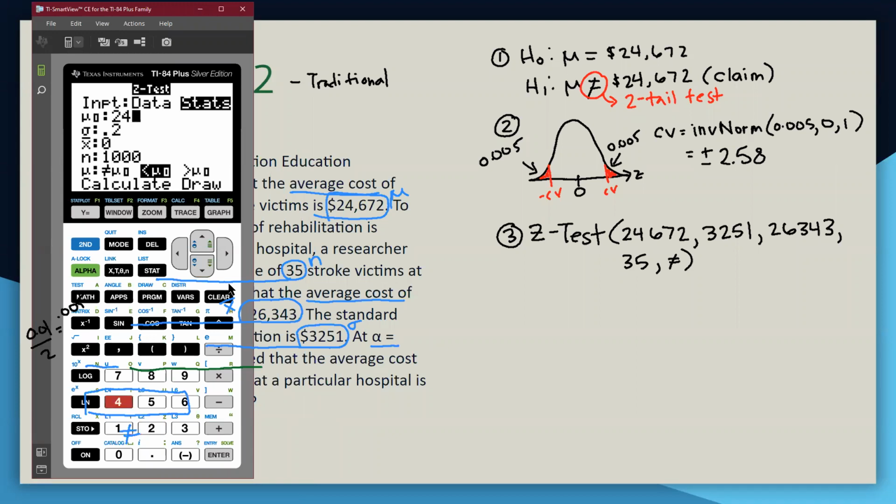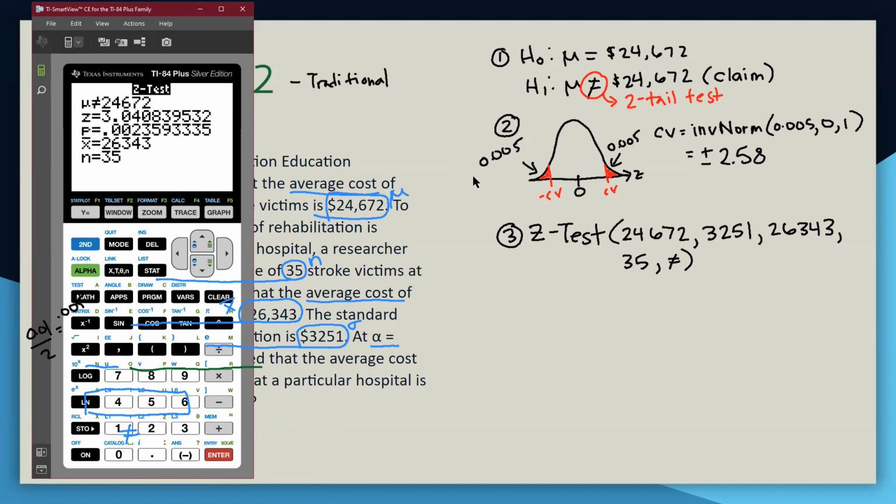So 24672, 3251, 26343, 35, and not equal. And then we're going to go down to calculate. And it gives us a whole bunch of things.